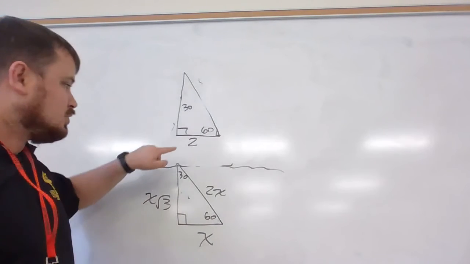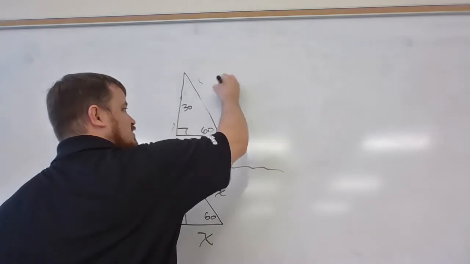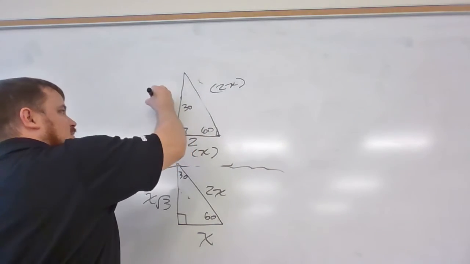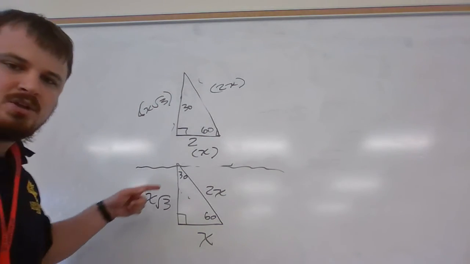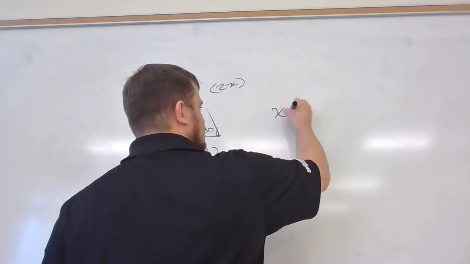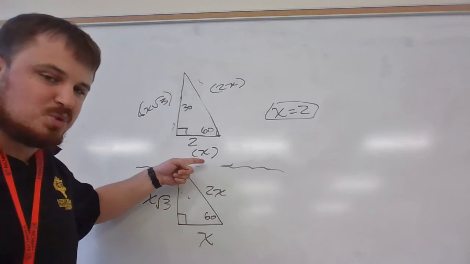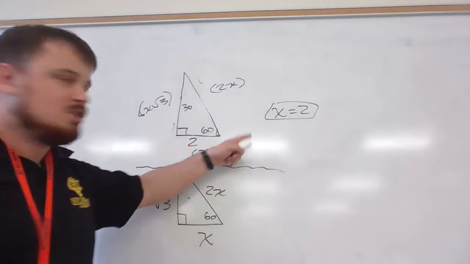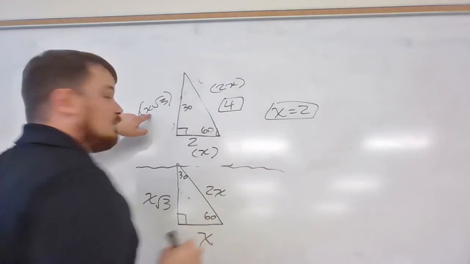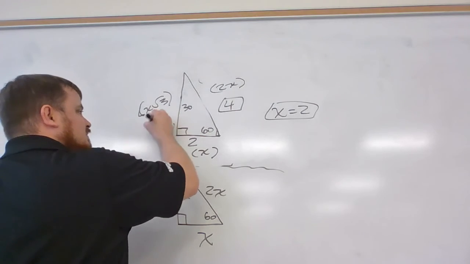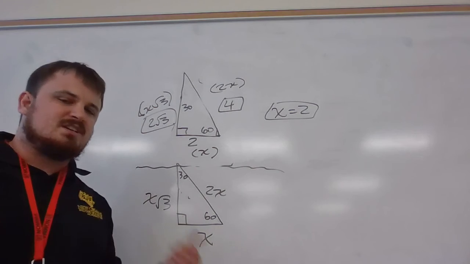So 2 is the side that's supposed to be x. Over here is going to be 2x. And over here is going to be root 3 times x. Okay? So we know for this problem that x equals 2. No problem solving required because the side that's supposed to equal x is already a 2. Simple enough. So up here, let's do 2 times 2, and we get 4. And over here, let's do 2 times root 3, and we get 2 root 3.